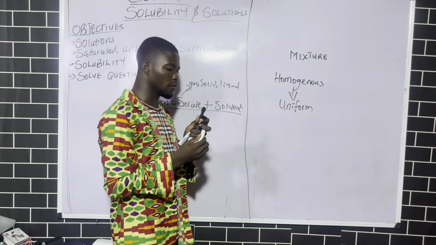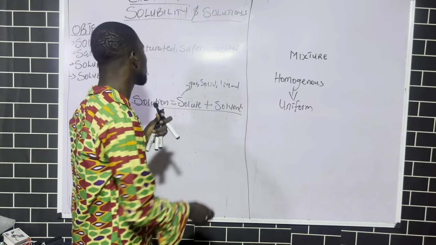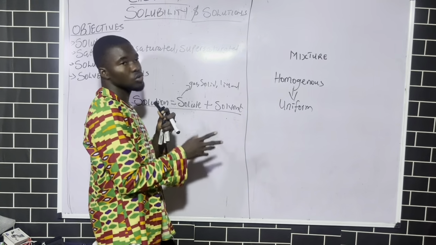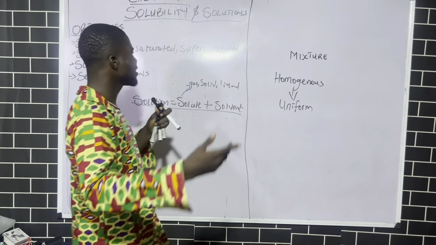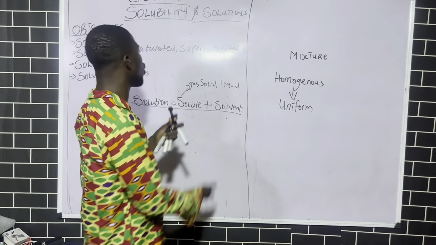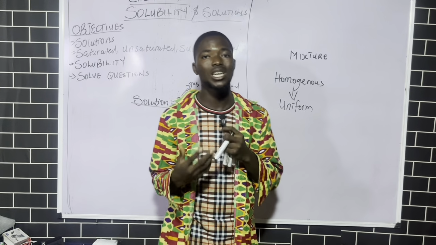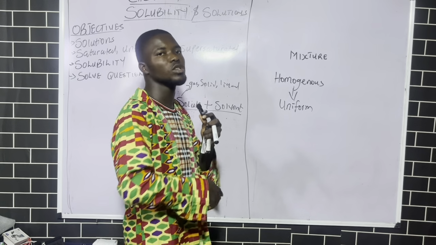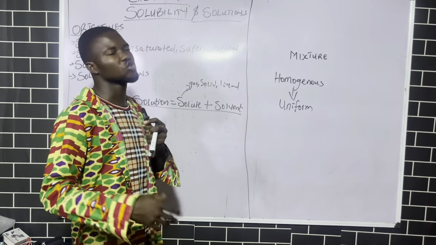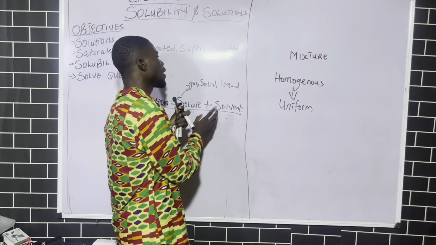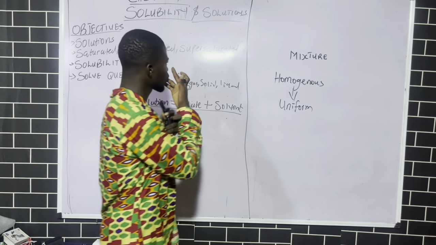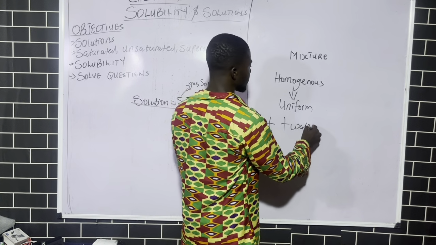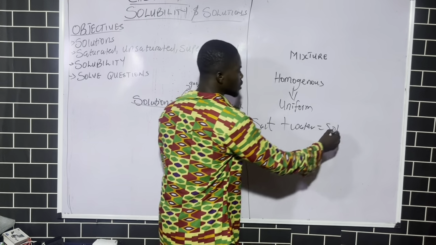So anytime we talk about solvent in this respect, most times I'm referring to a liquid. Solute can be a solid, gas, or liquid, but in most cases when we're dealing with solutes, we're referring to a solid. So what is a solution? A solution is a homogeneous mixture of solute and solvent. If I take a solute and a solvent together, it will give me a homogeneous mixture. Sometimes it could be heterogeneous, but most times it is homogeneous. For example, if I add salt and water, it will give me salt solution.